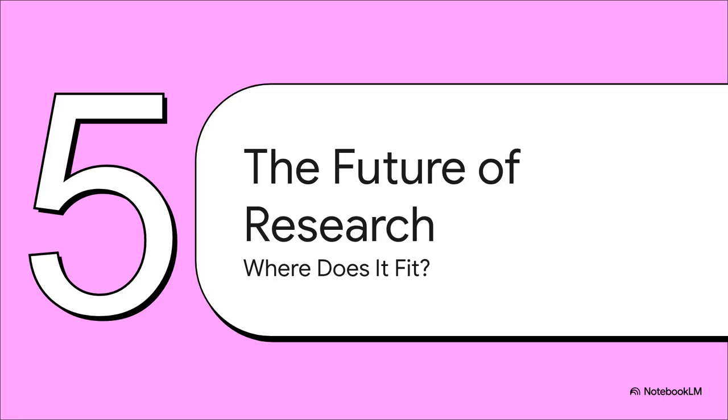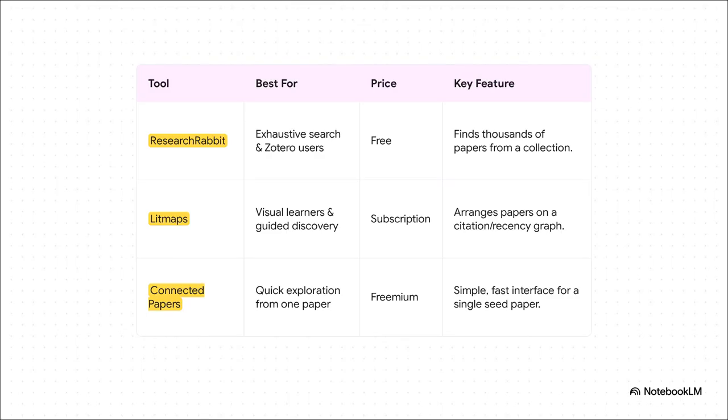So the research tool landscape is getting pretty crowded, right? With all these features, you might be wondering how ResearchRabbit really stacks up against some of the other players out there. Let's do a quick comparison. Here's a quick and dirty breakdown. A tool like Connected Papers is fantastic if you want to quickly explore out from just a single article. Litmaps is beautiful for visual learners, but it's a subscription service. ResearchRabbit's sweet spot is that it lets you build a truly exhaustive map from a whole collection of papers, and its biggest advantage is that it's powerful, comprehensive, and totally free.